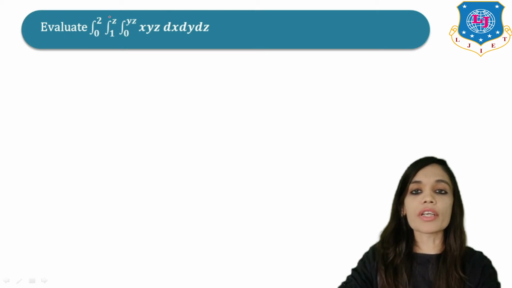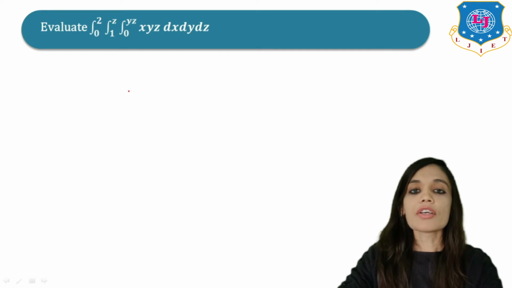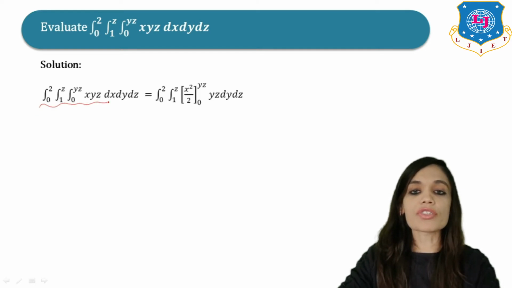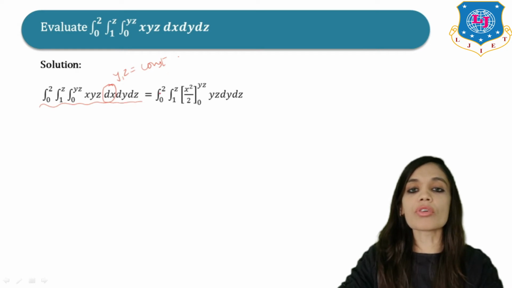We have to evaluate the triple integral from 0 to 2, 1 to z, 0 to yz, of x y z dx dy dz. Now let us begin with the solution. This is your question given. Firstly we will evaluate this with respect to x, keeping y and z as constant, so the integrations from 0 to 2 and 1 to z, with yz, dy, dz will remain as they are.